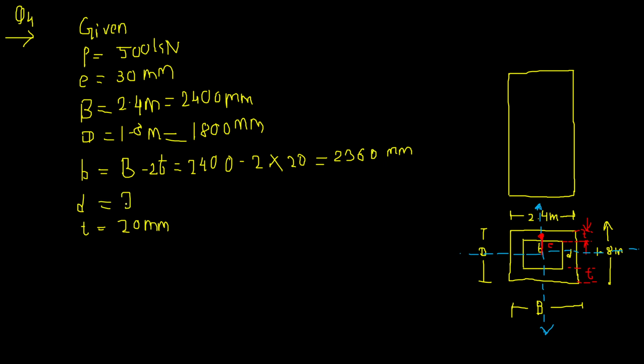Similarly, small d is equal to capital D minus 2t. Capital D is 1800 minus 2 into 20, that is 40. 1800 minus 40 is 1760 mm. What is the next step? To find. Write down "To find".